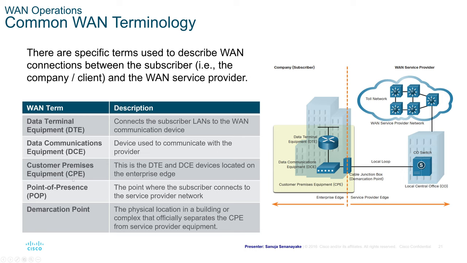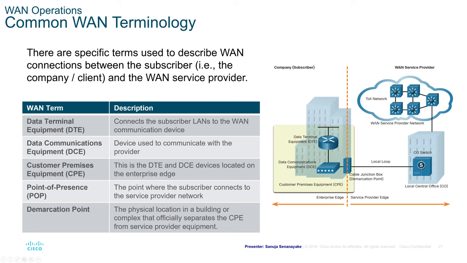Customer Premises Equipment, also known as CPE, these are DTE and DCE devices located on the enterprise edge, so the edge of the enterprise network. Point of Presence, also known as POP, is the point where the subscriber connects to the service provider network. Demarcation Point is the physical location in a building or complex that officially separates the CPE from the service provider equipment. So the demarcation point basically separates the customer premises equipment, or CPE, from the service provider's equipment.